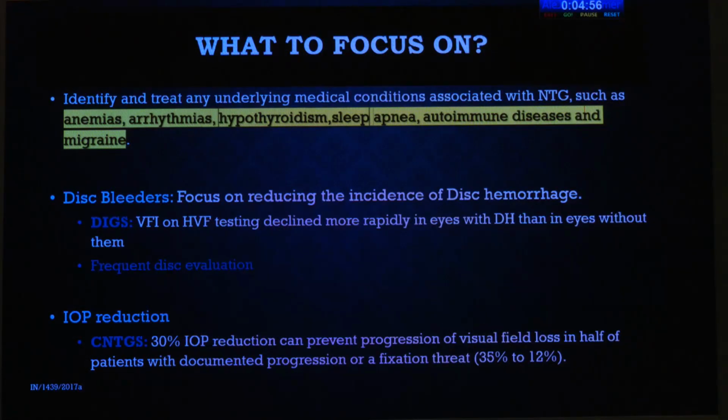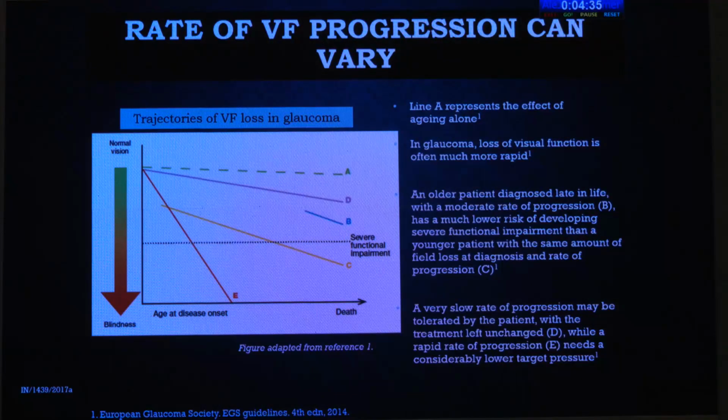What to focus on in NTG is anemias, arrhythmias, and other things like sleep apnea; treat those as well. A dip in the nocturnal blood pressure also needs to be controlled. An important sign to look for is disc bleeds, and we need to get the pressures down by at least 30% in these cases. The rate of visual field progression can vary between different patients, and that is how we should start the therapy and upgrade the treatment.